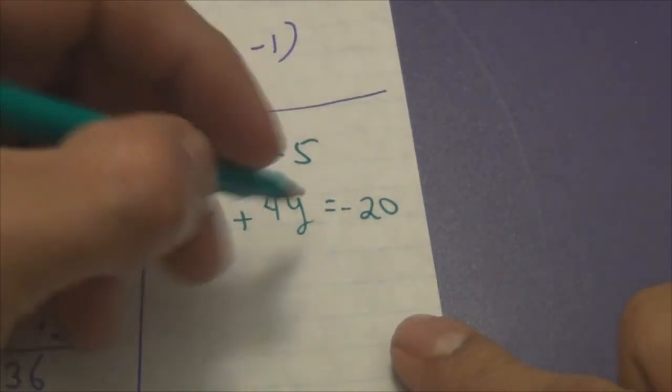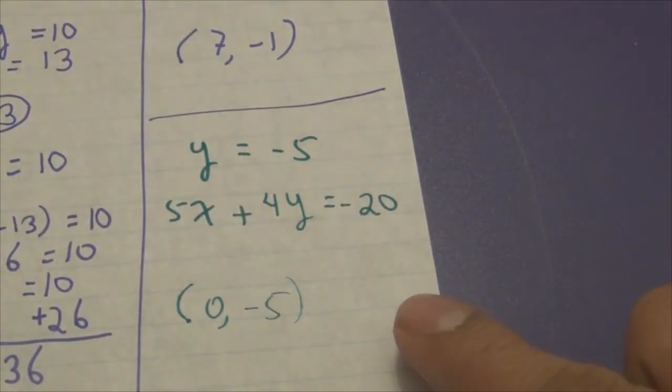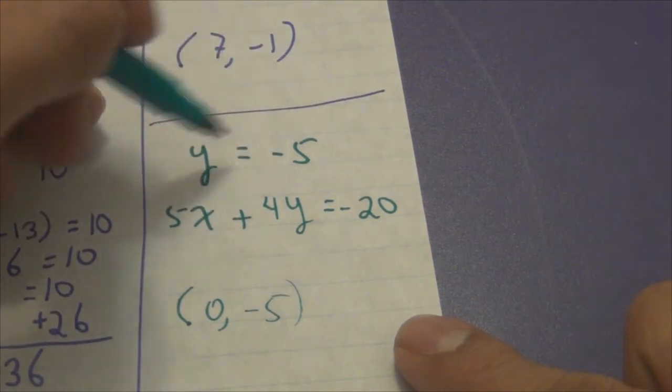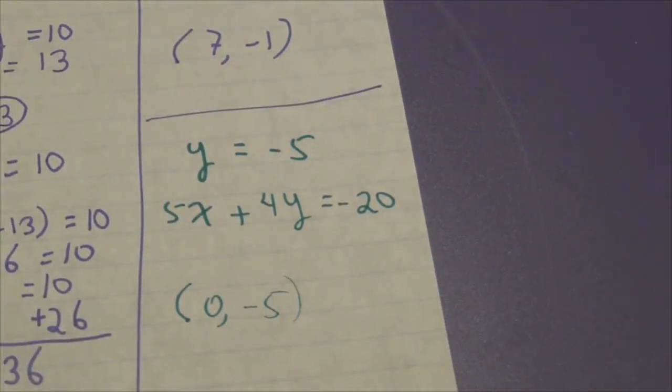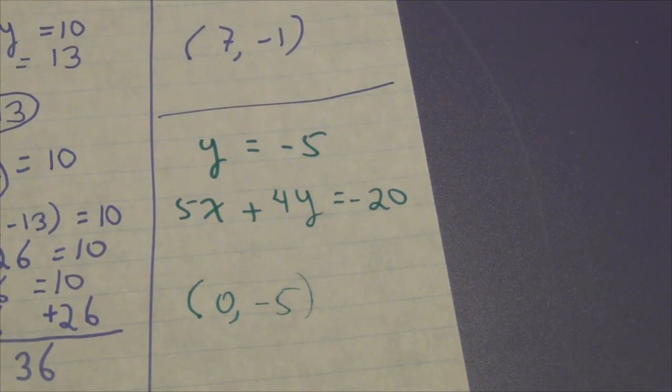Good. Now your solution should be 0, -5. Now look at something. y is -5. So basically you already have one of the solutions. So all you have to do is replace this over here and you get your x and boom, 0. Alright, cool then. So now you know all three methods of solving systems of linear equations.